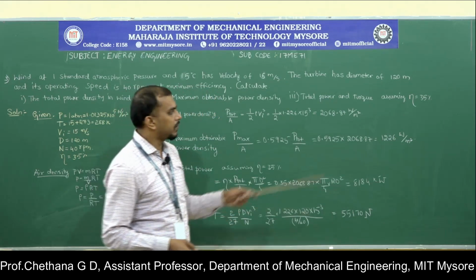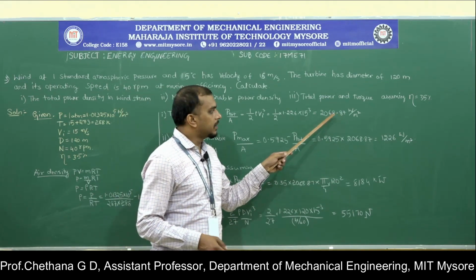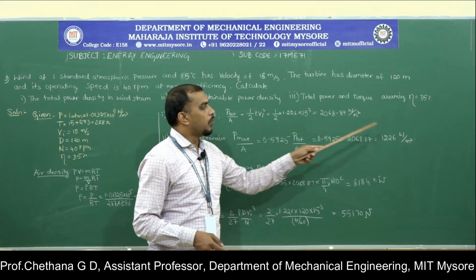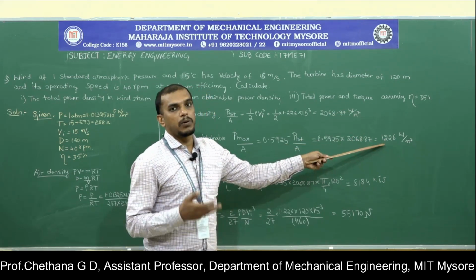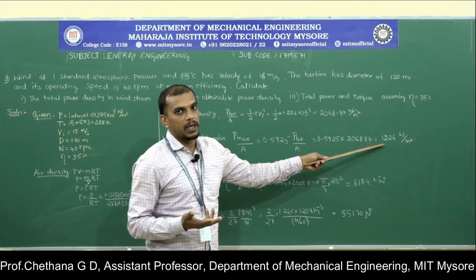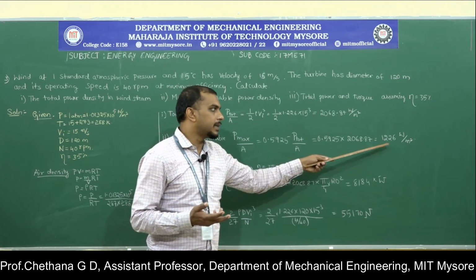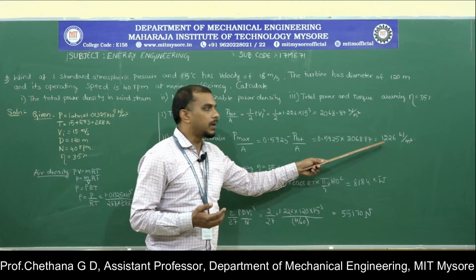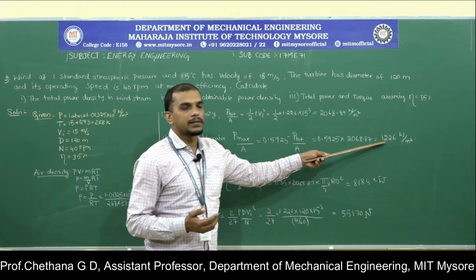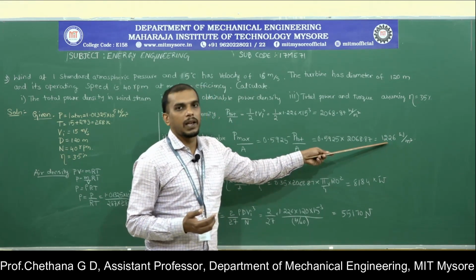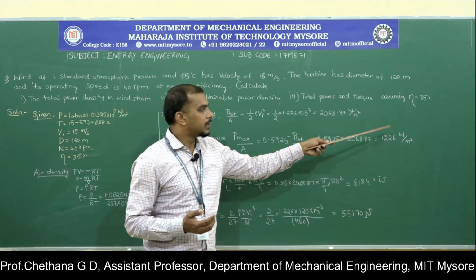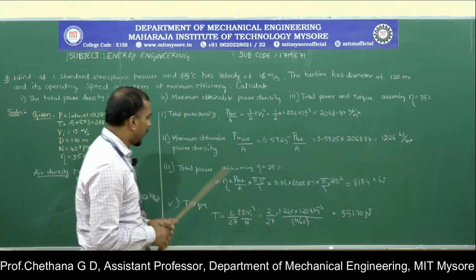It is nearly 60% of this value. This is the power available in the wind. What is the maximum amount which you can extract? This is the maximum, theoretical. Actually, it will be even lesser than this. This is the maximum value. Remember, if you get any answer above this value, that means it is impossible. So it has to be lesser than this value.